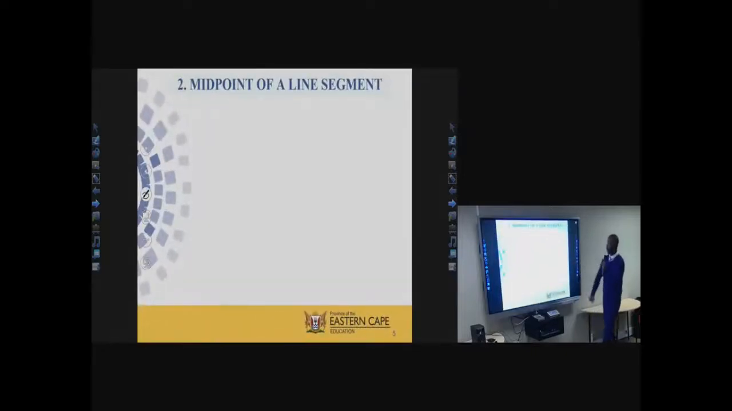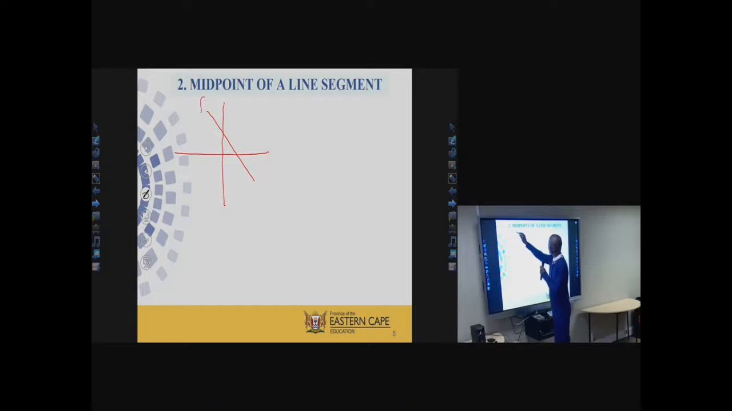The next one, midpoint of a line segment. Now, once again, I'm just going to draw it quickly. I'm drawing this so that you can also get used to drawing them. Let's say you have point P and point Q. It's still a line segment. And then somewhere, there is the midpoint.